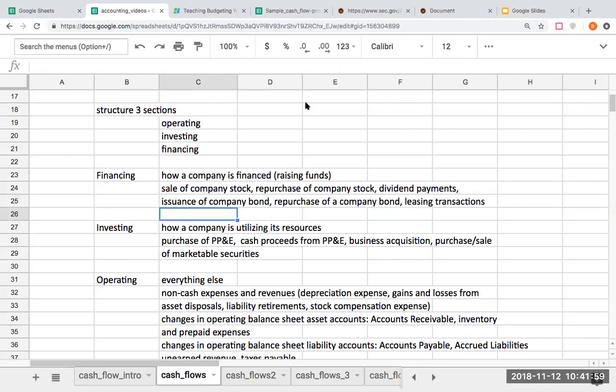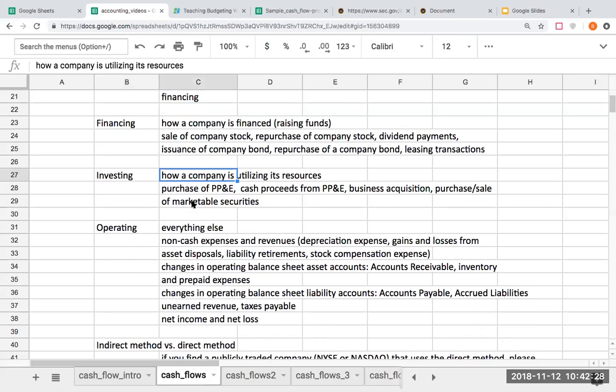And as we saw just there in Amazon, they were including some leasing transactions. And again, should we be including leasing transactions? Well, it's the first time I've ever seen it, but given where leasing is going, it's probably not a bad thing to be including in financing, because if we're entering into a lease, that's part of the way we're financing our business operations. Investing. How is a company utilizing its resources?